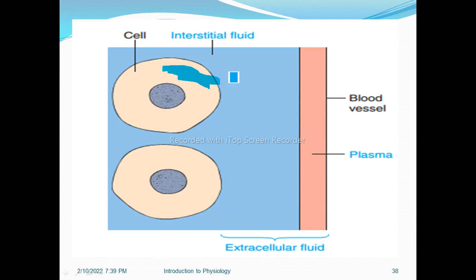This is intracellular fluid, this is extracellular fluid. So this is interstitial fluid, this is intracellular fluid, and this is a blood vessel, plasma. So this interstitial fluid and plasma is extracellular fluid. This one is intracellular fluid.